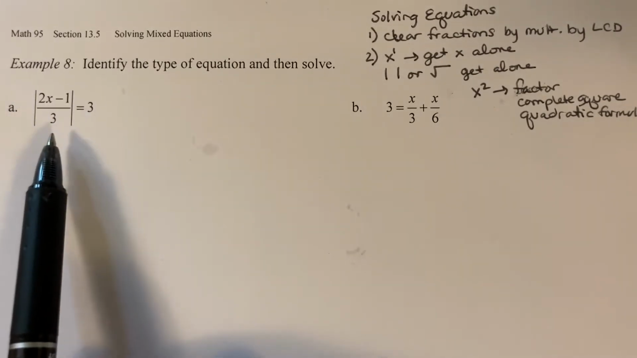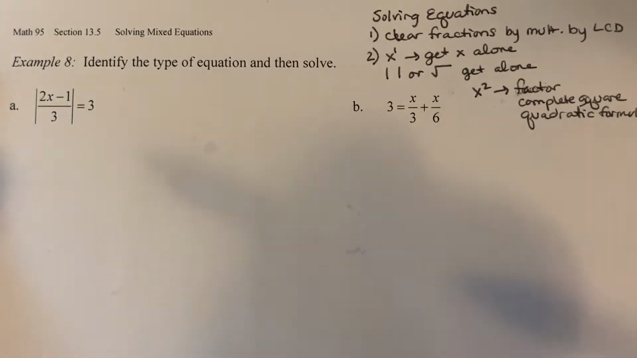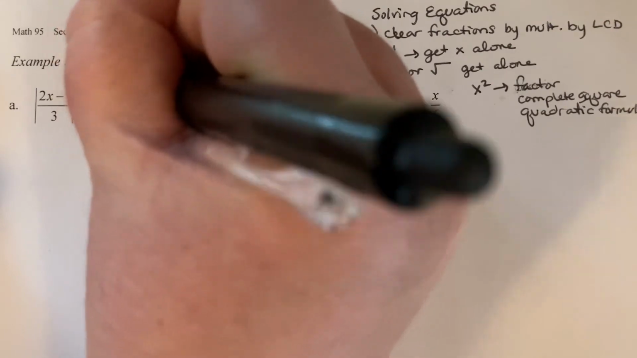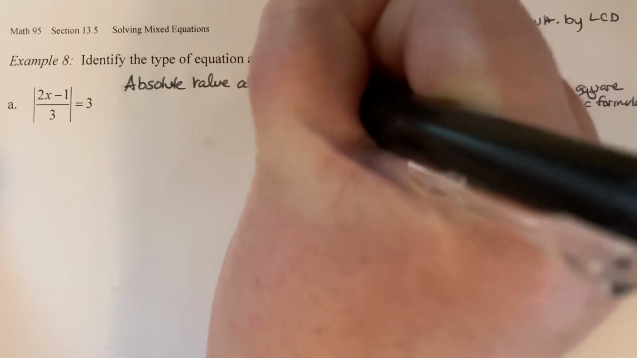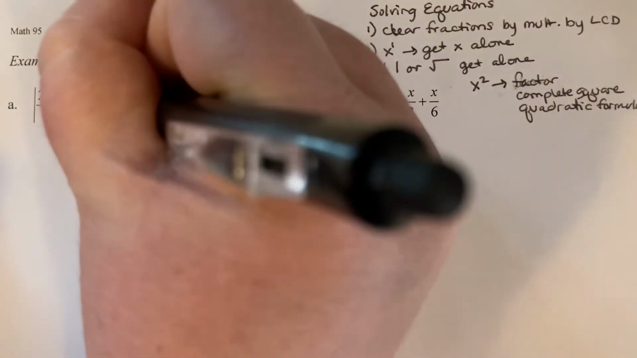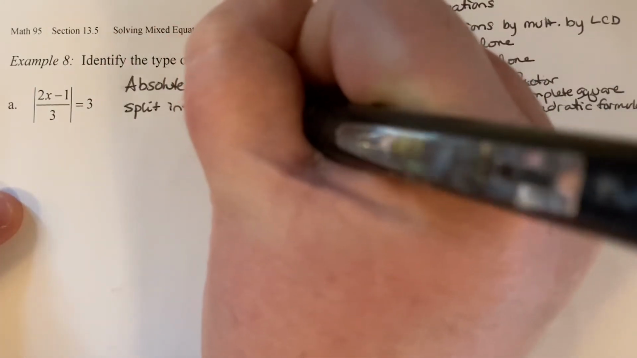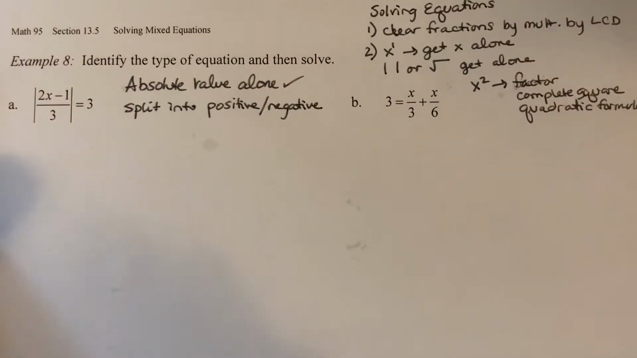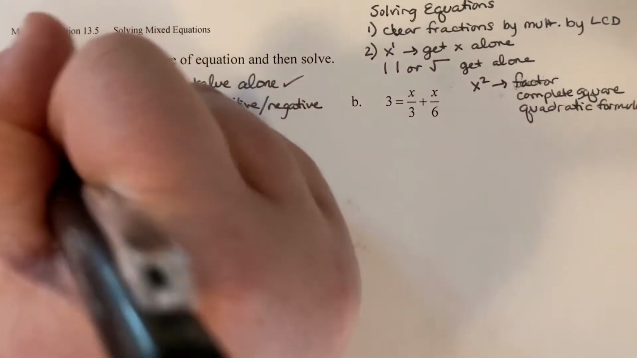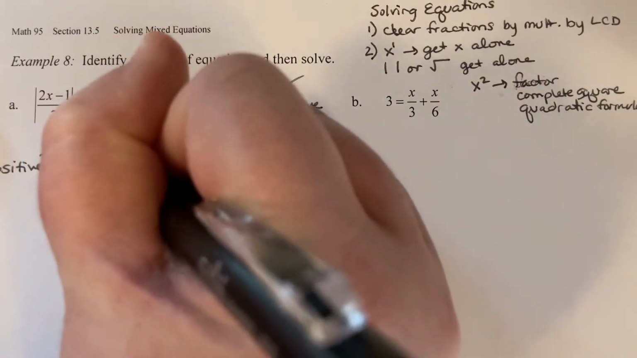First one, I see an absolute value. And notice that absolute value is already by itself, alone on one side of the equation. So then we always need to split into a positive side and a negative side. Absolute value makes that V shape and typically has 2 solutions. So let's do that. We have positive or we have negative.